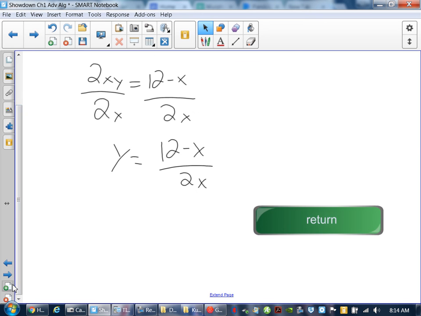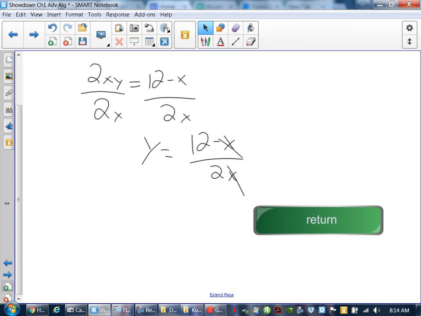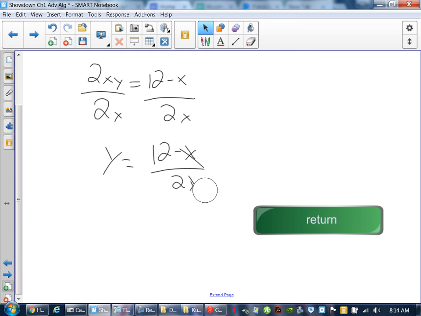Now, let me ask you this. Can I do this? No. Why? Because of the subtraction symbol. Yep, that's it. You cannot do that. You cannot simplify over addition. You cannot simplify over addition.